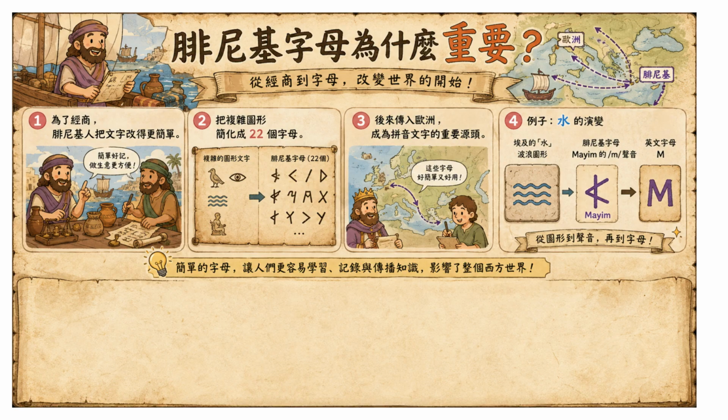This slide shows how writing became simpler. Instead of using many complex symbols, the Phoenicians reduced writing to a small set of letters. Look at the example of water on the right. It shows how a picture could gradually become a sound and then a letter. Later, this alphabet spread into Europe and became an important source for many later writing systems. So a simpler alphabet made learning, recording, and sharing knowledge much easier.